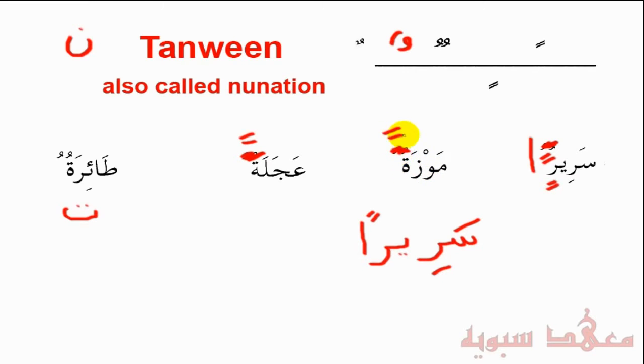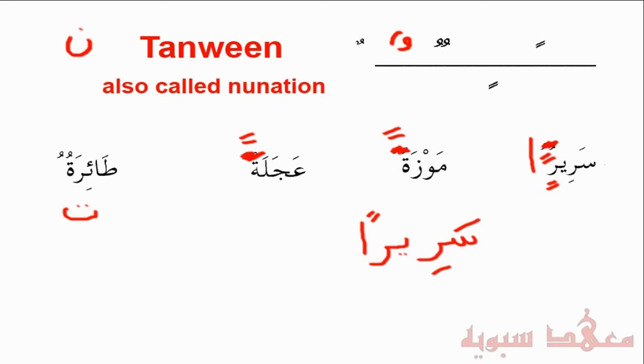mawzatan. Now, another point to note, most masculine proper nouns will have a tanween, yet they are still definite. So any proper name, for example, Muhammad, will be Muhammadun, Muhammadan, Muhammadin. So they have tanween, but they're definite. With all other nouns, the tanween will indicate indefiniteness.